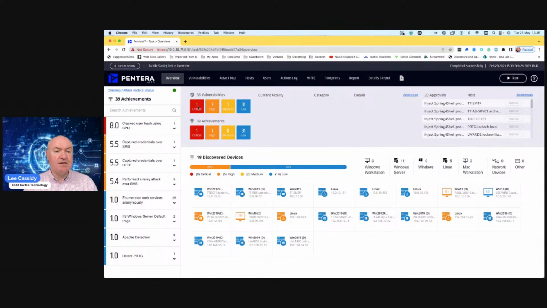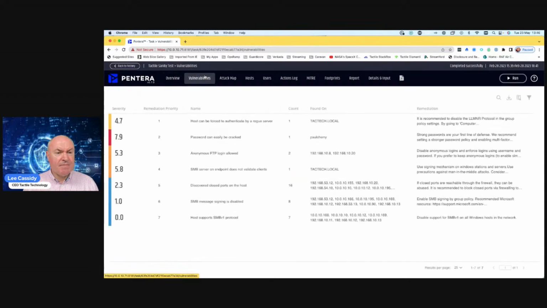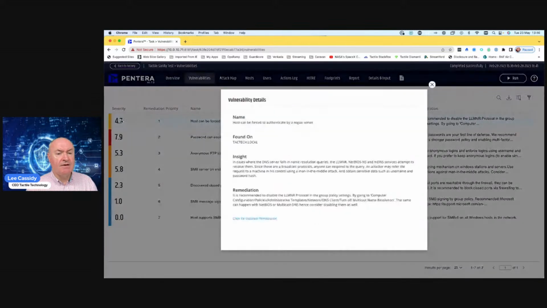So if we look at this critical vulnerability, if we go over to our vulnerabilities section, we can see the different vulnerabilities. So here, 7.9, passwords can easily be cracked. So that is a critical one. But actually, number 1, the host can be forced to authenticate with a rogue server, which is actually more of an issue than actually being able to crack the password.